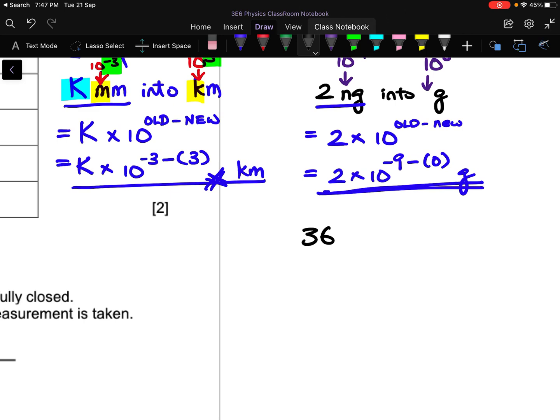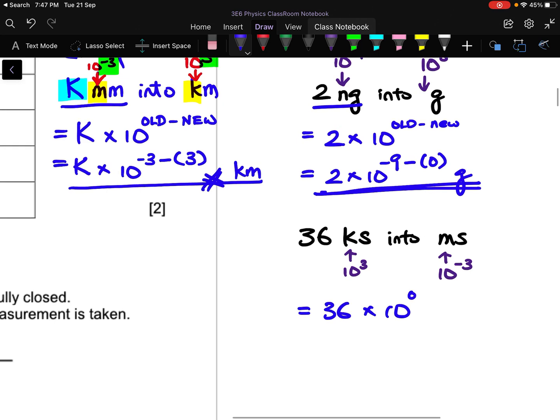Let's say 36 kilosecond. I want you to convert it into millisecond. So what to do? Kilo is 10 to the power of 3, milli is 10 to the power of minus 3. Use the template: 36 times 10 to the power of O minus nu.